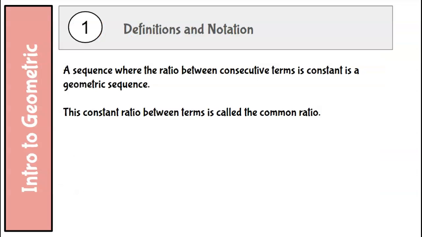A sequence where the ratio between consecutive terms is constant is a geometric sequence. This constant ratio between terms is called the common ratio. Now that may seem like a foreign language to you. Let's look at an example so we can understand a little better.